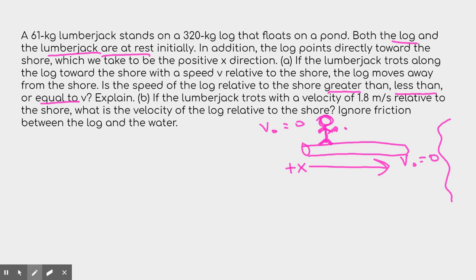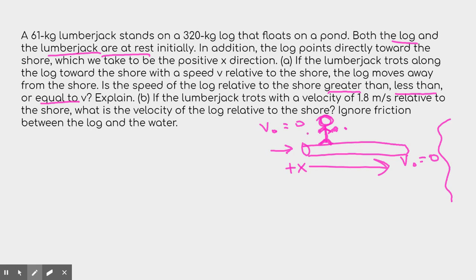Okay, so that's your explanation. The answer and the explanation is going to be less than velocity, and I told you why. It's because the log is more massive than the lumberjack. And since the momentums were originally balanced out, the mass of that log being greater is going to result in a velocity that's lower than the lumberjack's walking speed.